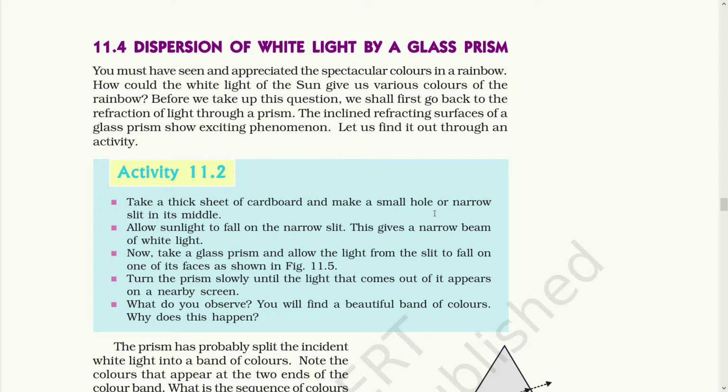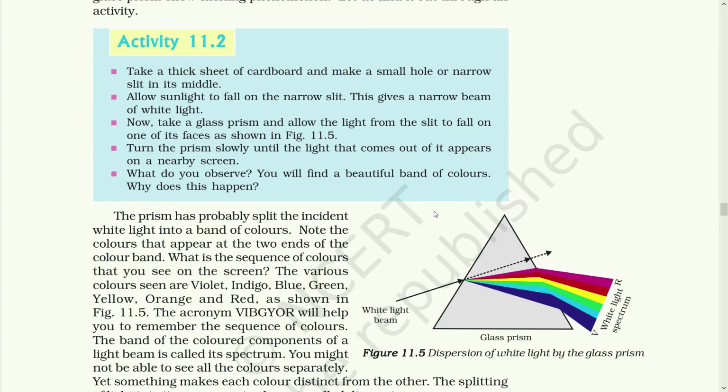Activity 11.2. Take a thick sheet of cardboard and make a small hole or narrow slit in its middle. Allow sunlight to fall on the narrow slit that gives a narrow beam of white light. Now take a glass prism and allow the light from the slit to fall on one of the faces as shown in figure 11.5. Turn the prism slowly until the light that comes out of it appears on a nearby screen. What do you observe? You will find a beautiful band of colors.